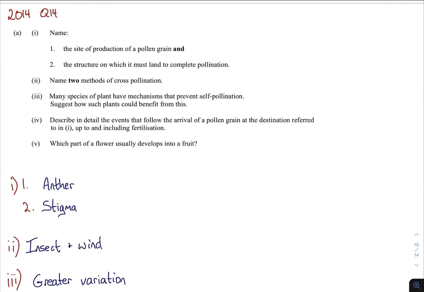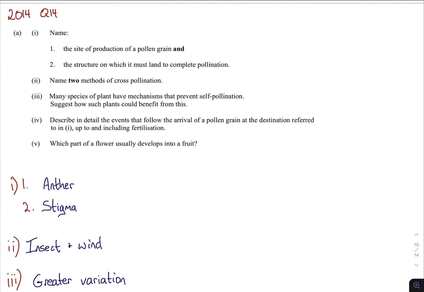Many species of plant have mechanisms that prevent self-pollination. That means they're pollinating with themselves. Suggest how plants could benefit from this. Okay, well, if you have cross-pollination taking place instead of self-pollination, what's going to happen there is you're going to get greater variation occurring, which is a good thing.